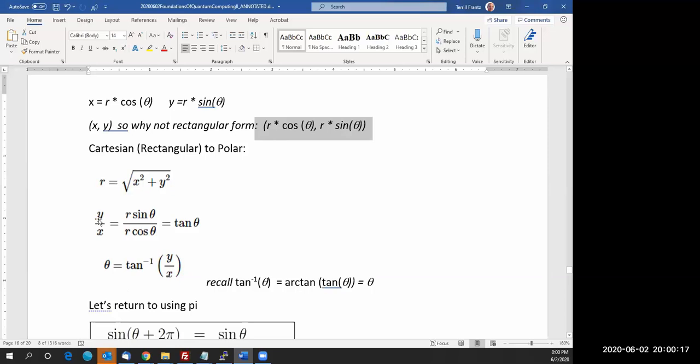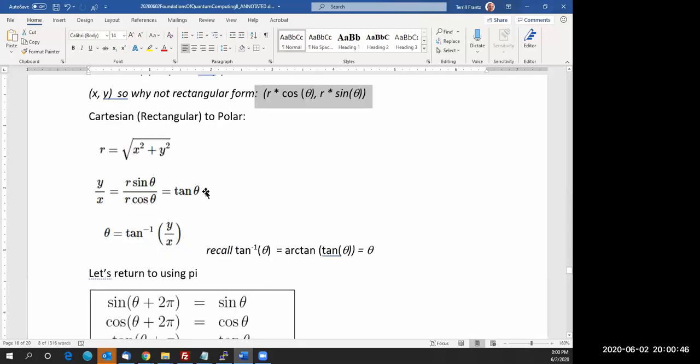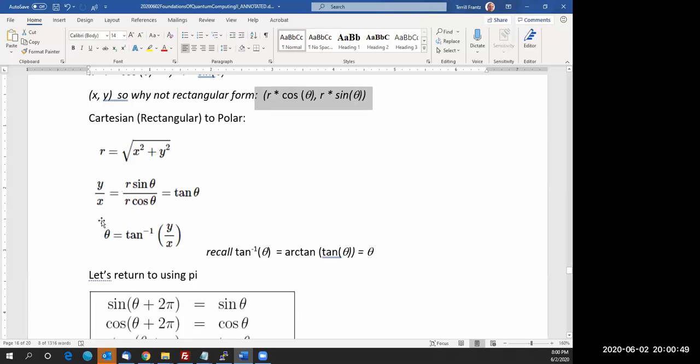So here, if I had the rectangular, y divided by x, for example, that would be the same as the tangent of theta, and so I would do the arctangent of y divided by x. And so here's how if I had the sides, I could get theta.